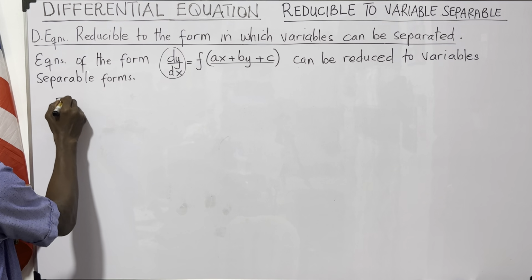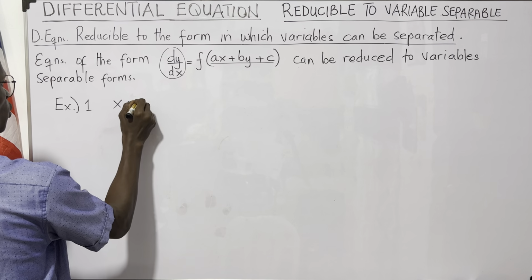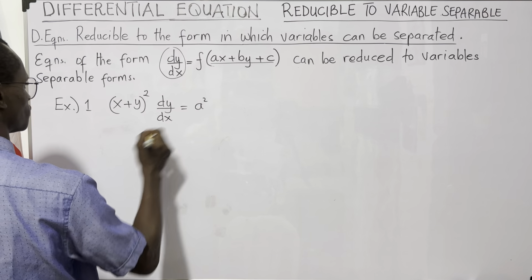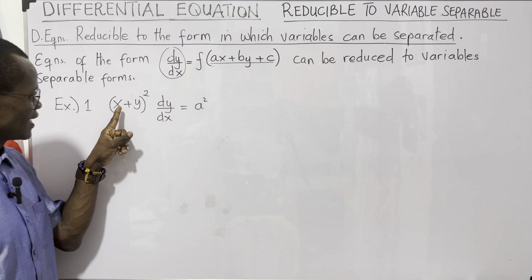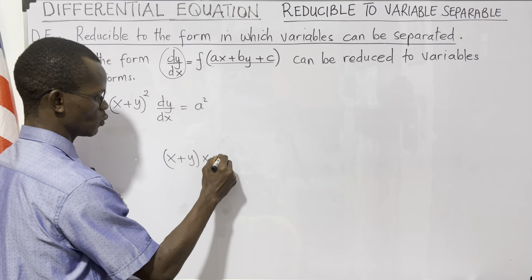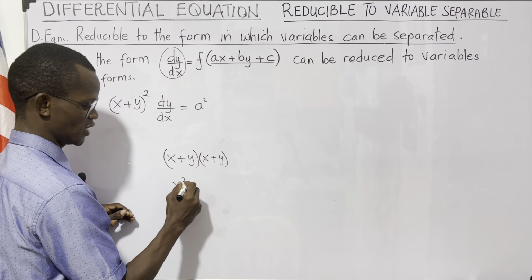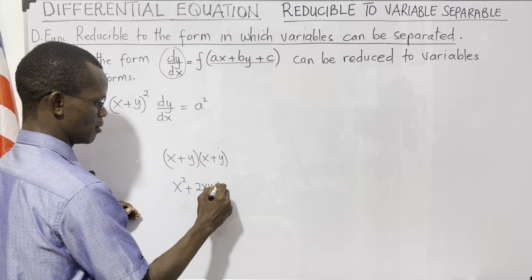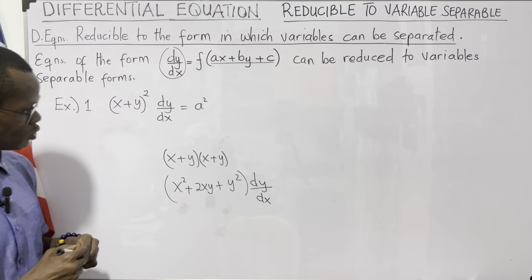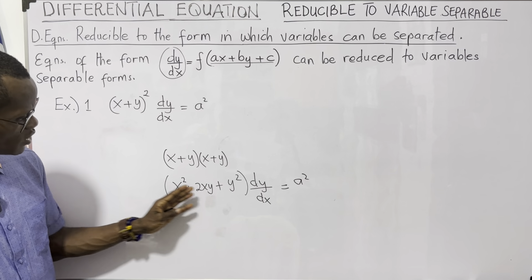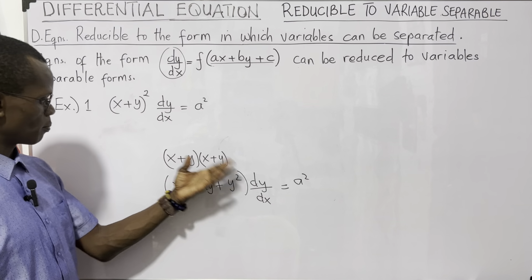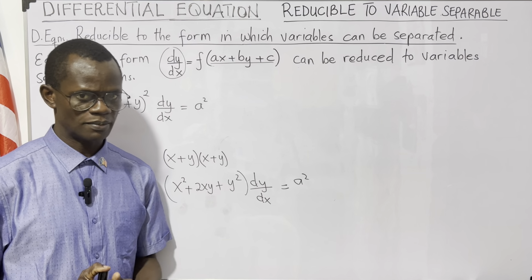So we have example 1: (x plus y) raised to the second power dy by dx is equal to a squared. Again, if we expand what is in here, x plus y times x plus y, we're going to get x squared plus 2xy plus y squared, times dy by dx. Whichever way you play with this, it's going to be very difficult to transform this differential equation into variable separable form.